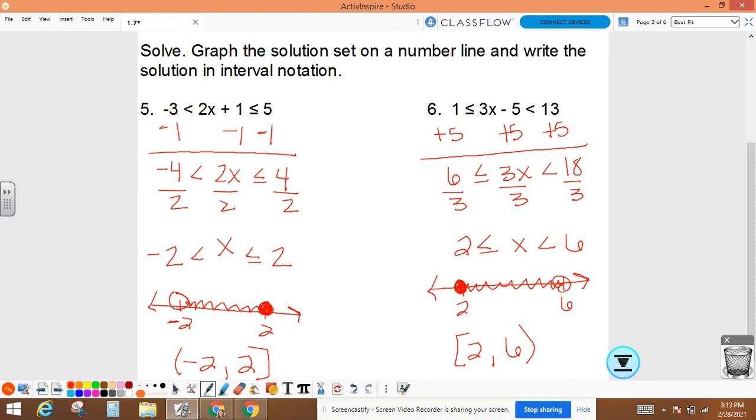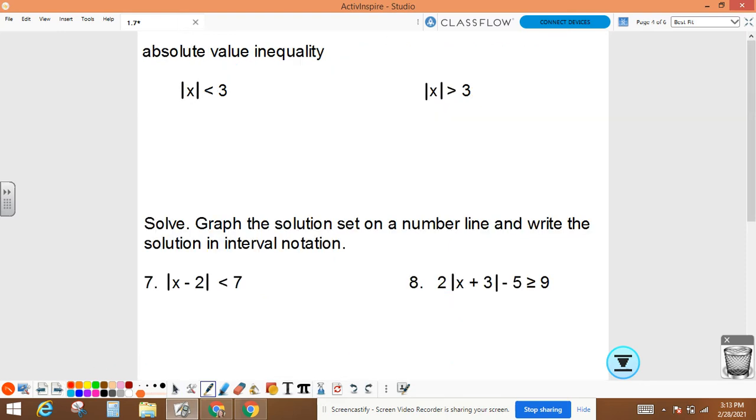All right, so next we have absolute value. So absolute value inequalities, just like absolute value equations, you have to make two separate problems because of the definition of absolute value. There's no magic mathematical operation that's the inverse of absolute value like there is for addition and subtraction and multiplication and division. So the way that we handle absolute value is make two problems.